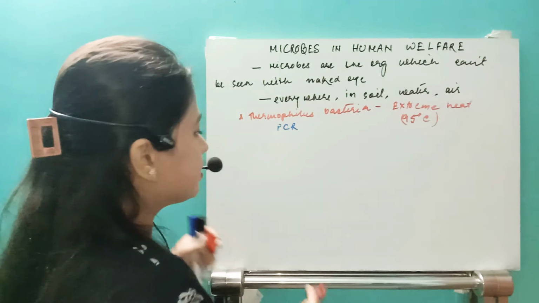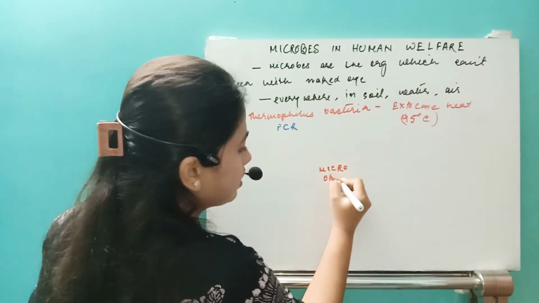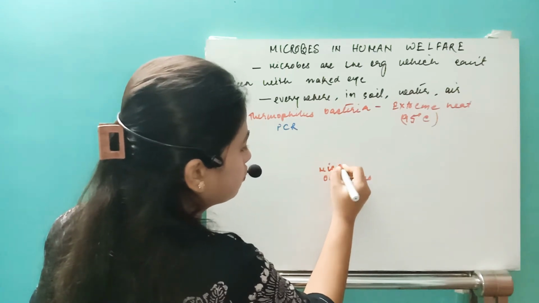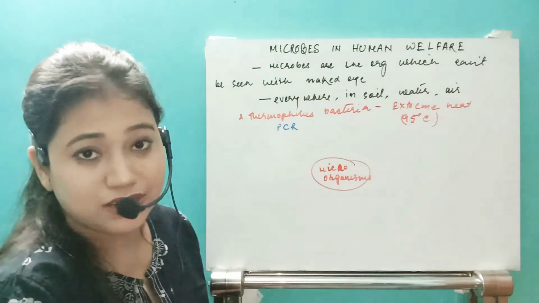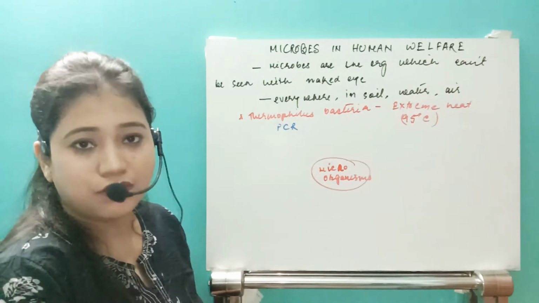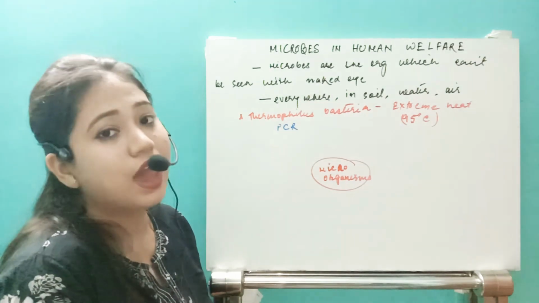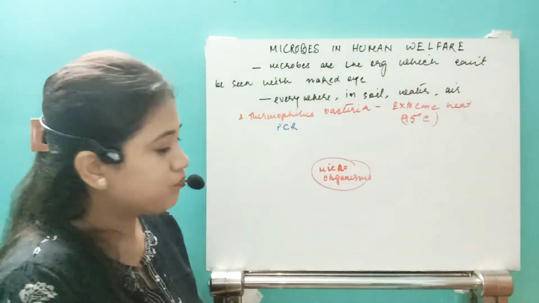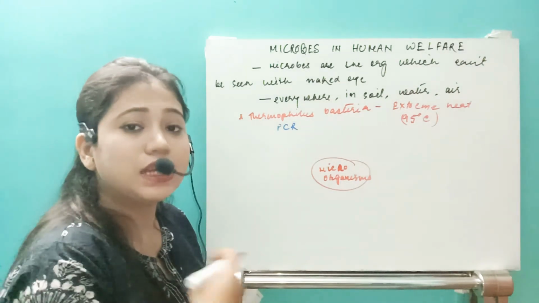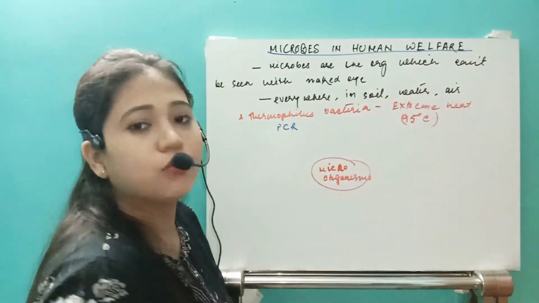So let us see these microorganisms. These microorganisms can be our hero also. They can survive in all types of environments, almost everywhere, and they are beneficial to humans. So we will see what the uses of microorganisms are in their fields. In this chapter, microbes in human welfare, we will see only those.